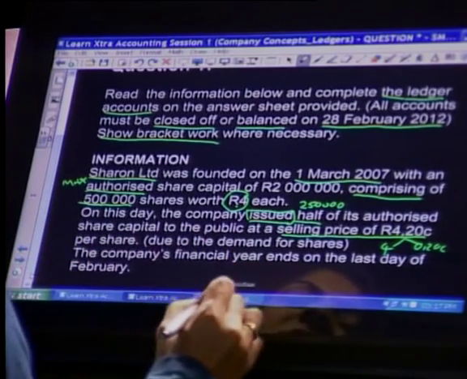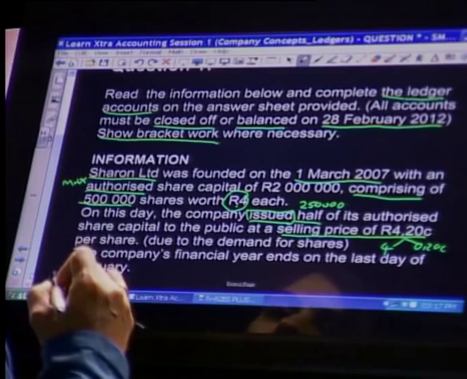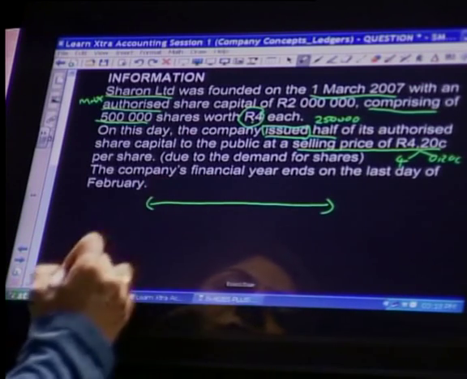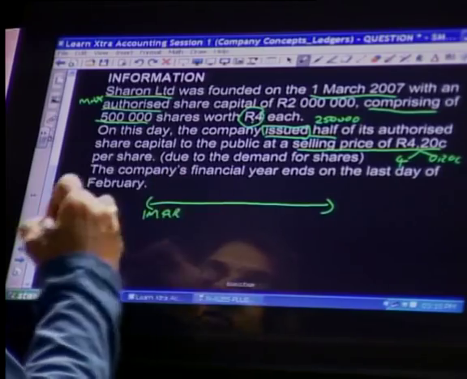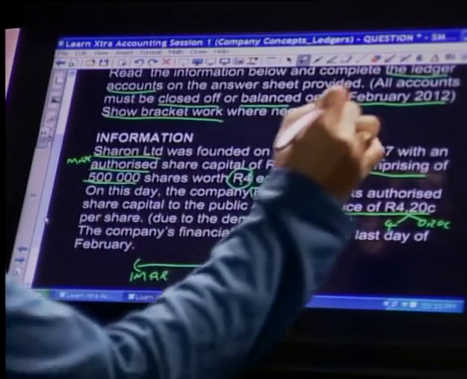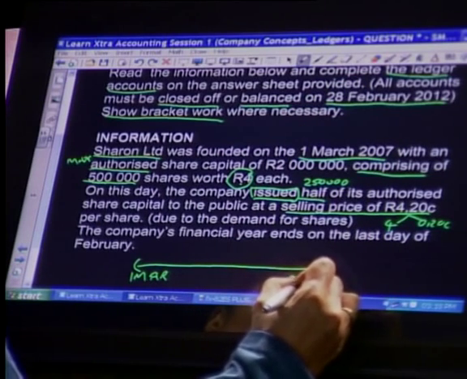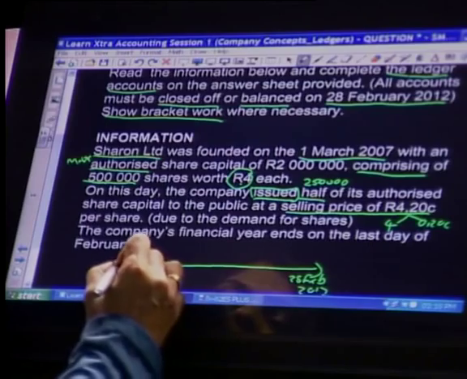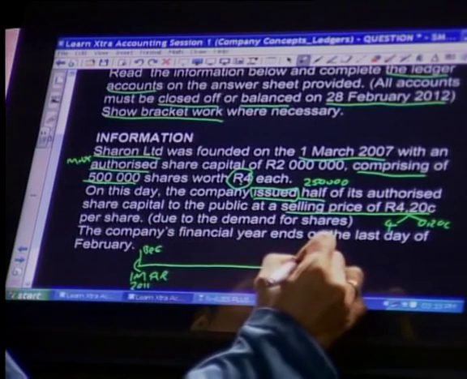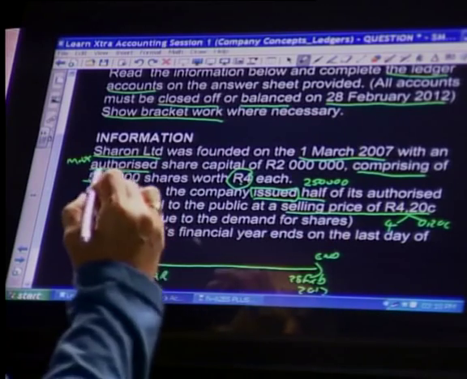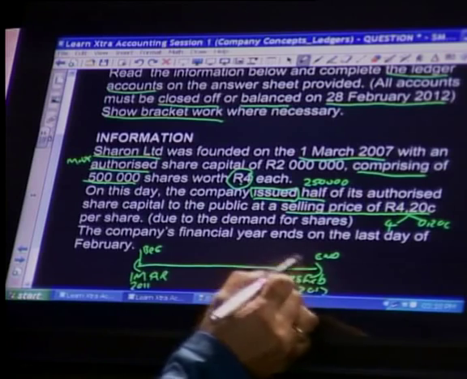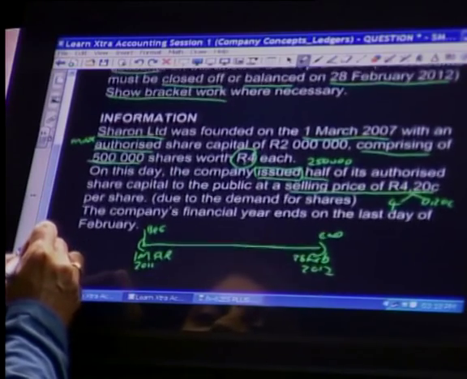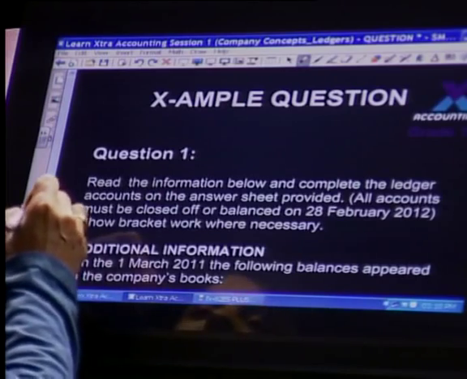And then they go on to tell us the company's financial year ends on the last day of February. So very quickly, because I want to get some kind of indication in terms of the time frame, I'm working on the 1st of March. If we go back to what is required, 1st of March to the 28th of Feb, year ends 2012, which means the year obviously started 2011. This is the beginning of my financial year, and this is the end of my financial year, and I've got to complete 6 ledger accounts for this time frame, 1st of March 2011 to the end of Feb 2012. Right, let's look at the rest of our information.